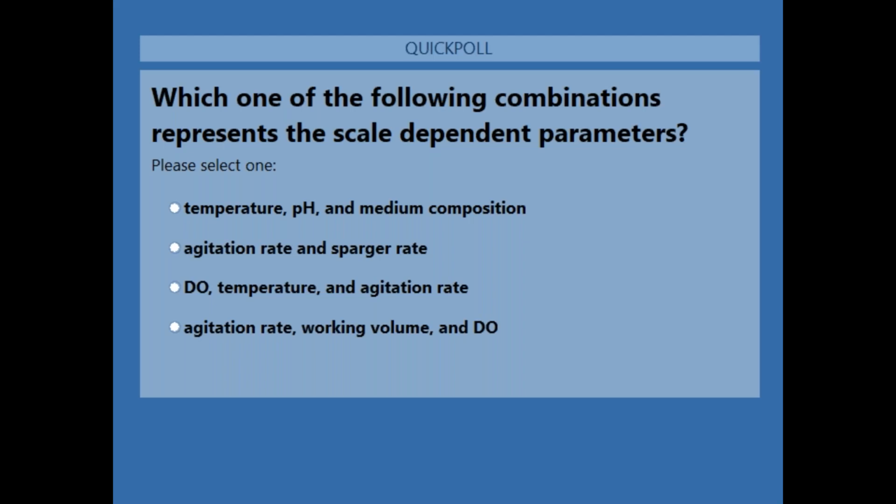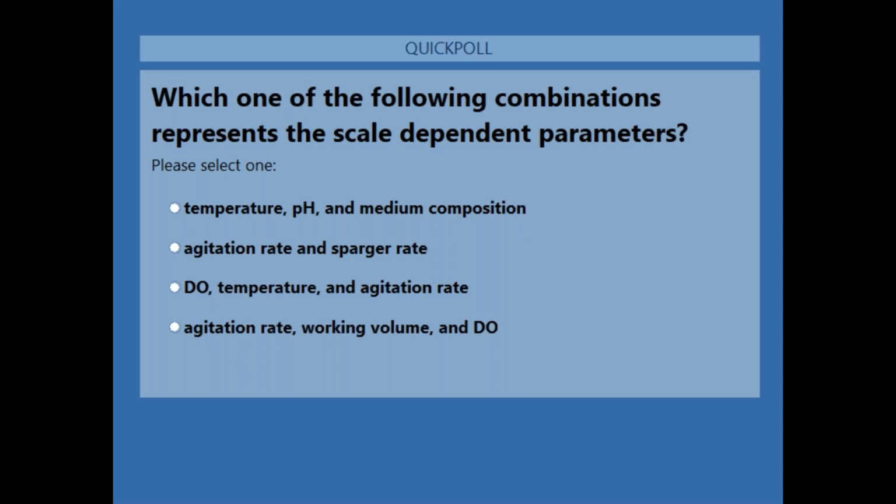Is it temperature, pH, and medium composition? Or is it agitation rate and sparger rate? Is it DO, temperature, and agitation rate? Or is it agitation rate, working volume, and DO? Please go ahead and make your selection now.